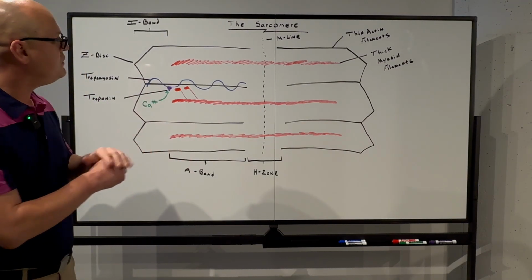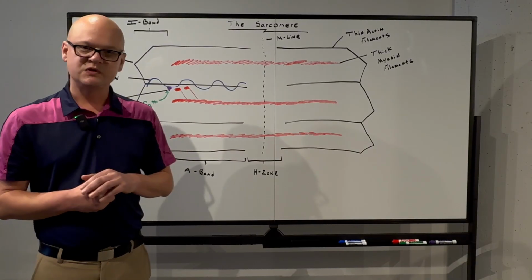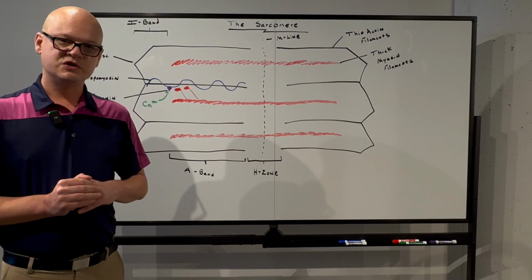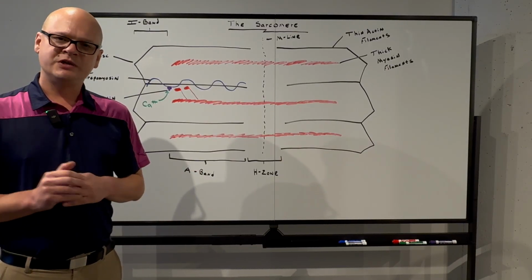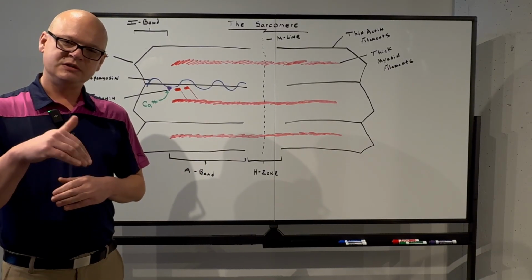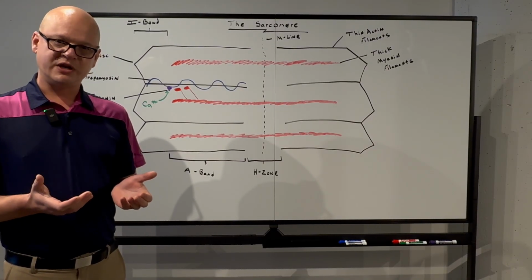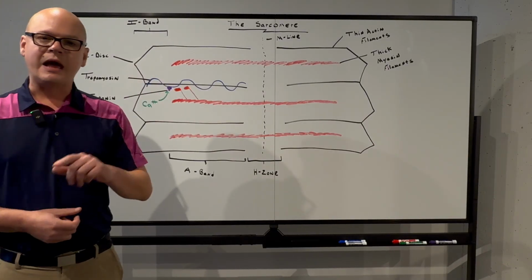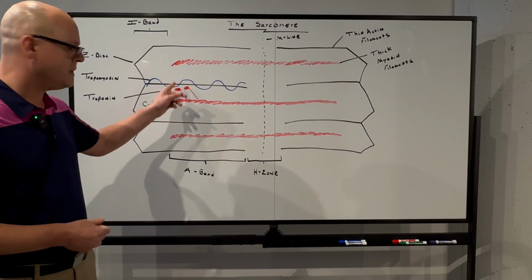So that's an overview of the sarcomere and how action potentials are sent down motor neurons to the neuromuscular junction that excites the sarcolemma. That action potential then travels down the sarcolemma, dives down into the T-tubules, opens up voltage-gated calcium channels so that we can have calcium doing its thing at the sarcomere to enable cross-bridge formation to occur.